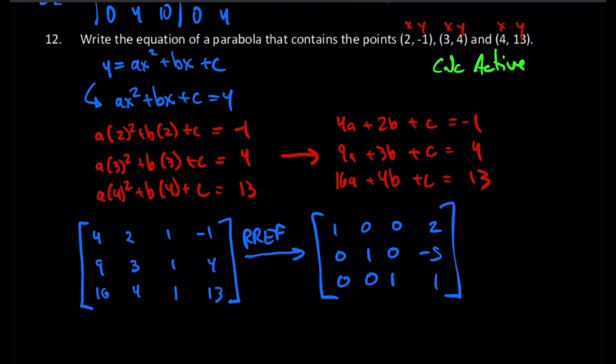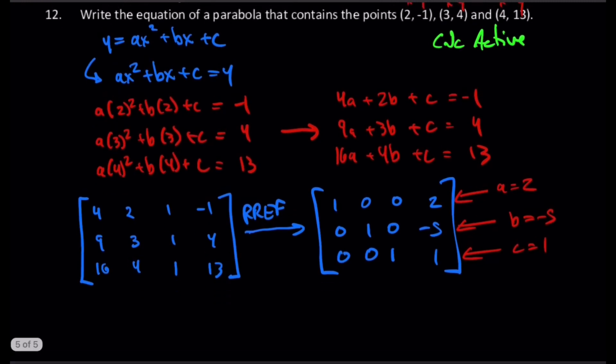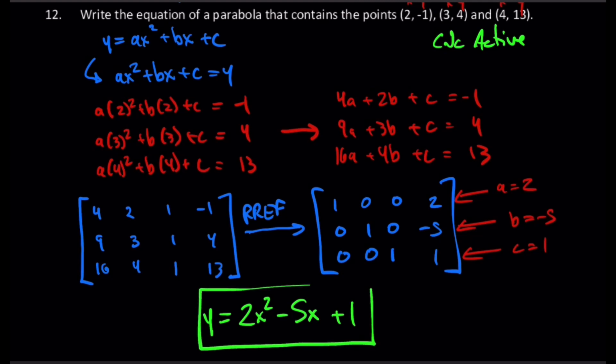So what do we know? A is 2, B is -5, C is 1. That's not the answer to the question. The question wants the equation, all right? So now I go back and write y equals ax squared, or 2x squared, plus bx, which is -5x, plus c, plus 1. There's the answer to the question.